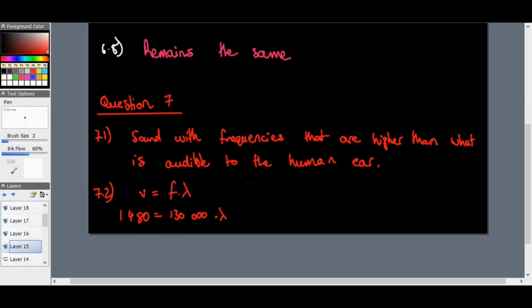And on this side of here, therefore, lambda will be equal to about 0.011 meters, which is a very, very short or small wavelength. I don't think my pen nib will be able to even draw it remotely accurately. Very, very short wavelength. So that's the wavelength of this little young dolphin.